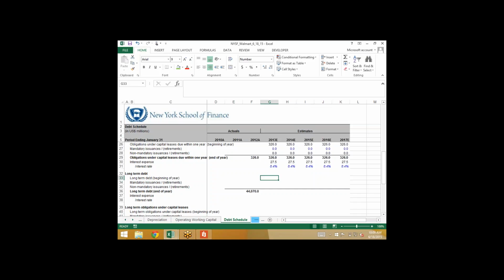Okay, let's look at long-term debt. Beginning of the year equals long-term debt from the year before. Mandatory, non-mandatory will keep 0. Add equals adds everything up. And we have to figure out how to do the interest expense on long-term debt.